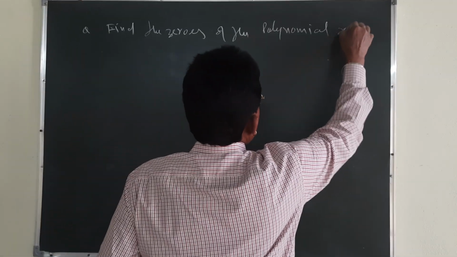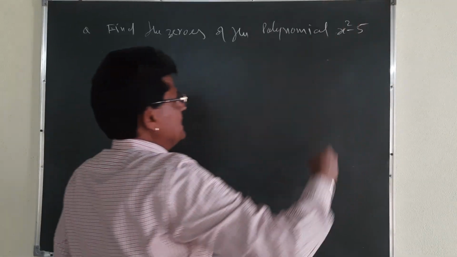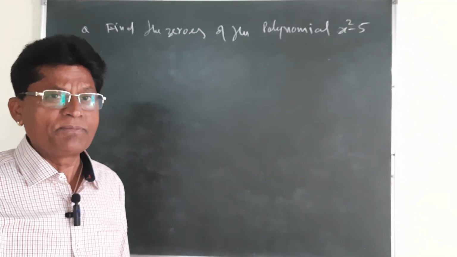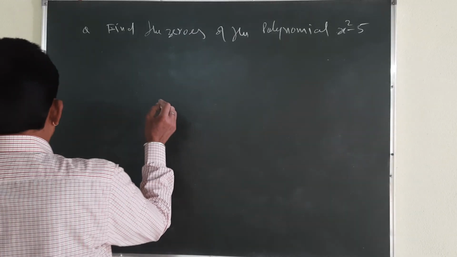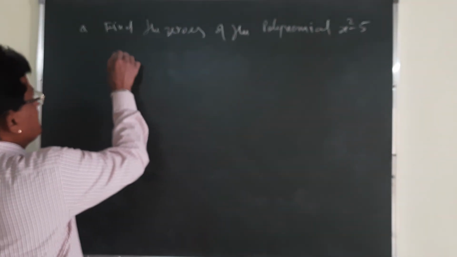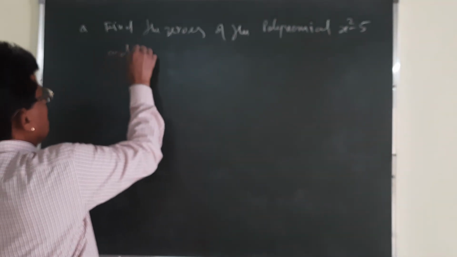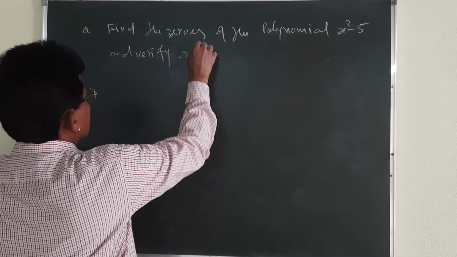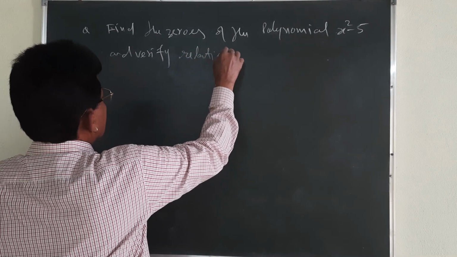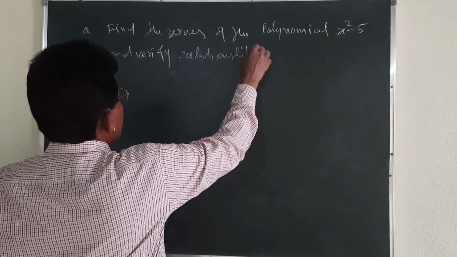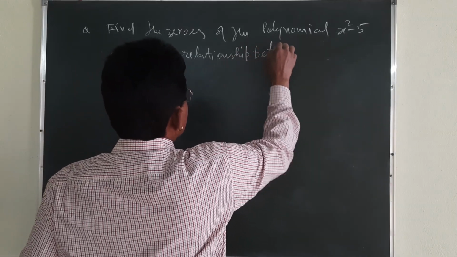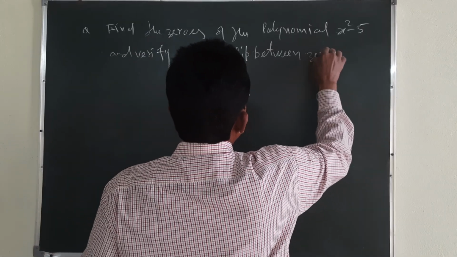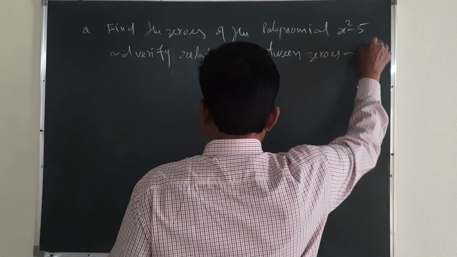What is the polynomial? You can generate yourself any type of polynomial. I am taking x square minus 5. That is also a polynomial, means quadratic polynomial. And verify the relationship between zeros and coefficients.